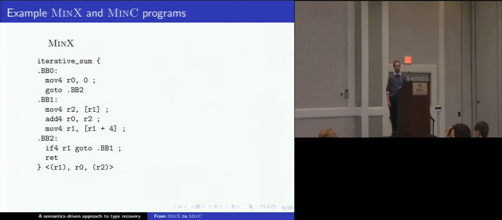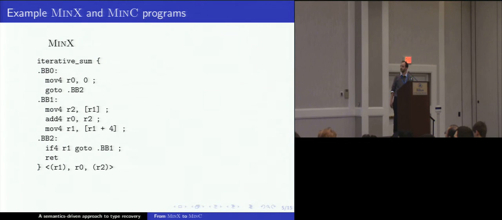So MinX is an abstraction of x86. And in particular, orthogonal to what we're interested in is control flow recovery. And so we actually have something x86-like, which has functions. So here we see a function in MinX to do the iterative summation of a linked list. And we can see that it has an argument, register 1, R1, a return register R0, and a local register R2.